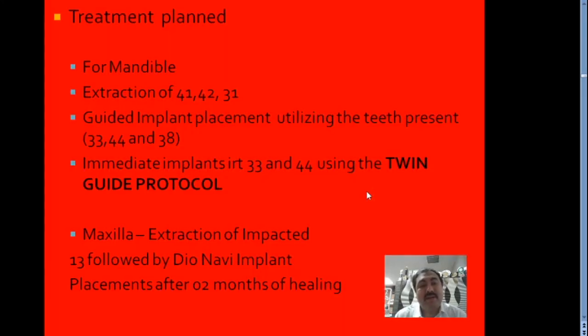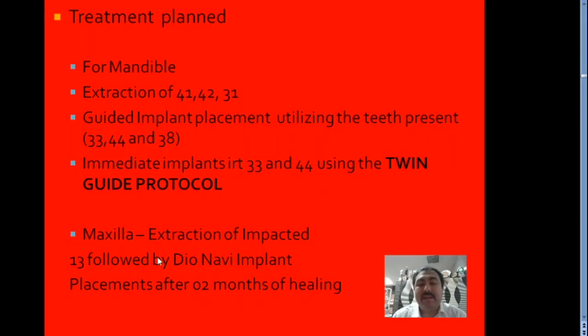Treatment plan for the mandible. Yes, 4-1, 4-2, 3-1 have to be extracted, and we have to have a guided implant placement utilizing the teeth present. So good teeth, in the sense which can be used for our twin guide protocol for the time being, are tooth number 3-3, tooth number 3-8, and tooth number 4-4. And once, utilizing these three teeth, 4 or 6 implants have been placed, we can switch over to our twin guide protocol and place implants 3-3 and 4-4 as immediate implants.